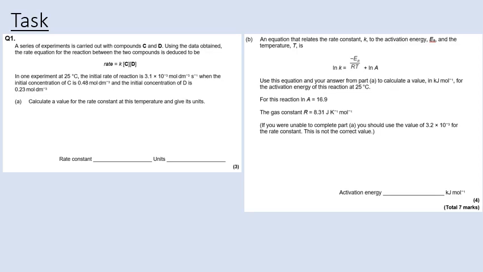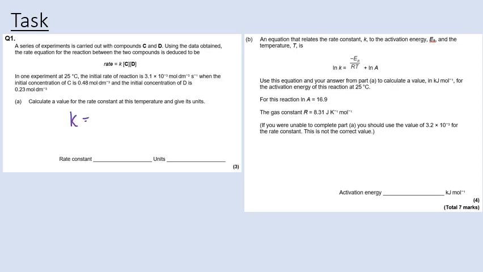Okay, so question 1. A series of experiments carried out with compounds C and D. Using the data obtained, the rate equation between the two compounds is deduced to be rate equals rate constant multiplied by concentration of C to the power of 1. That's telling me it's first order with respect to C. I can also see it's first order with respect to D. And they're giving me the initial rate at 25 degrees C, and the concentration of C and the concentration of D. They're asking me to calculate a value for the rate constant.